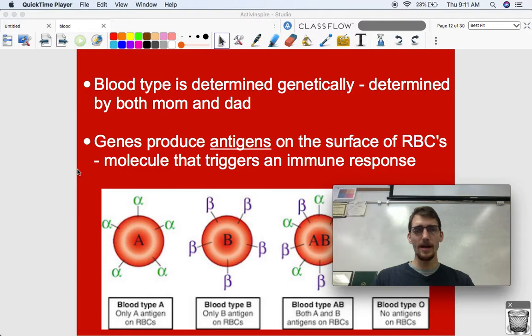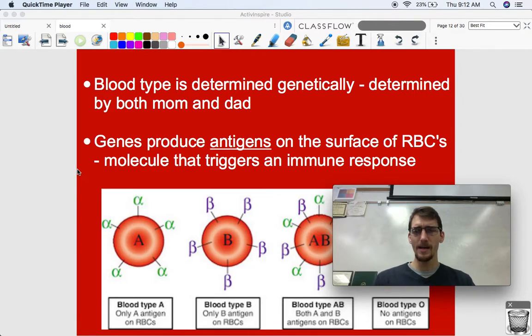But let's chat about this here. Where does it come from? Blood type is determined genetically. All right, so there are no environmental factors that are going to allow you to change your blood type. If you're type O, you can't say, oh, I want to be AB because I want to be the universal recipient and everybody has to donate to me. You can't do that. It's genetic, you're born with it. That's it.